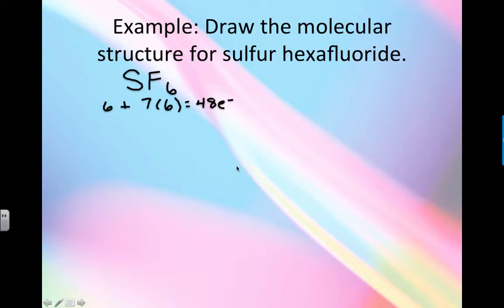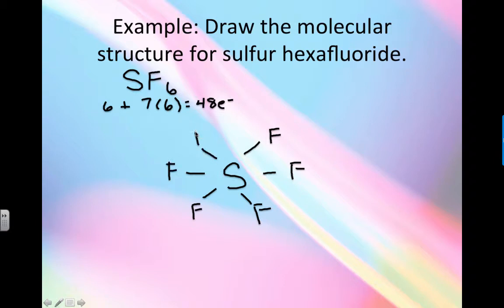We'll start with our central atom. Sulfur is less electronegative than fluorine, so it goes in the middle. Then we'll put 6 fluorines around the edge. Okay, so that's 12 electrons so far.